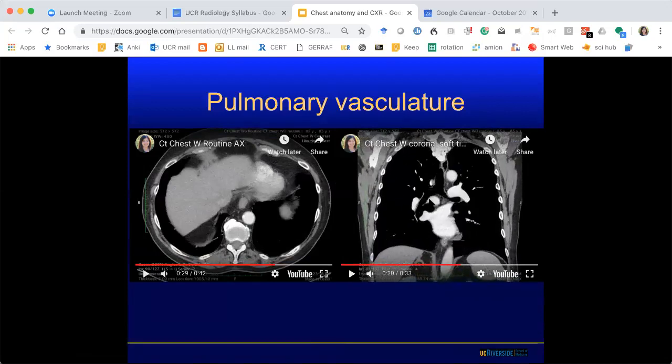Pulmonary artery. Yeah, that's the main pulmonary artery, and you see that the left goes over the left main bronchus, and when it goes over, this is what's creating that hump that we see on the frontal radiograph, because it's going over the left main bronchus.